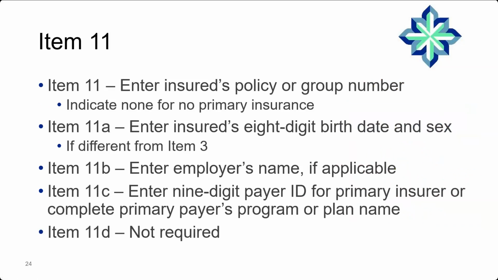Then 11, this is just the insurance information itself. So the group number, the insured's 8-digit birth year, sex, all of that. I do want to point out that 11D is not required and not used by Medicare. So if you're filling out 11, you can skip D. This is not something you need to do, but we do need 11 itself, then A, B, and C filled out.